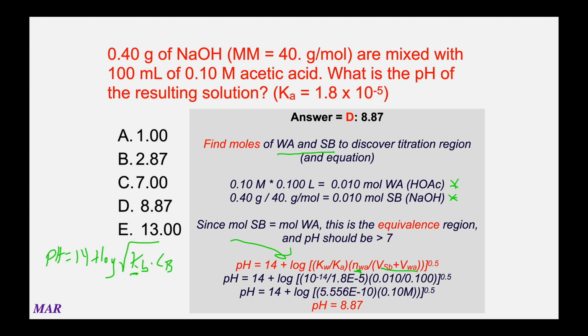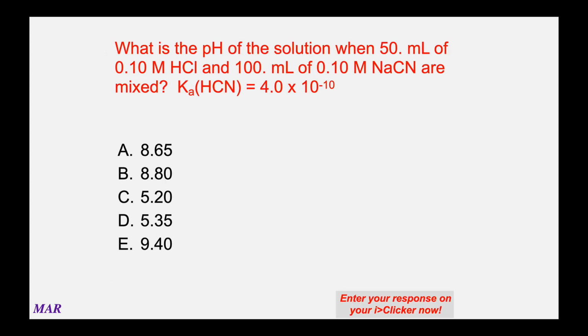Cool for school. In this question, we want to find the pH of a solution when 50 milliliters of 0.10 molar HCl and 100 milliliters of 0.10 molar sodium cyanide are mixed. And there's a Ka for hydrogen cyanide, 4.0 times 10 to the minus 10th. All right, using the ideas we've looked at so far, see if you can solve this problem. I recommend pausing the video. You can unpause it when you're ready to talk about the answer. Pause the video now.